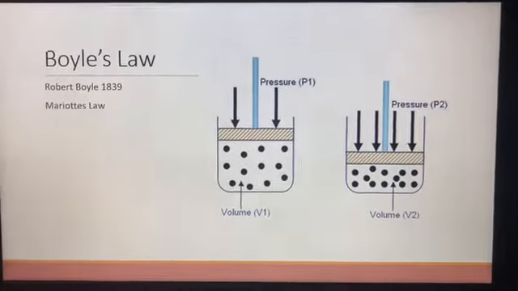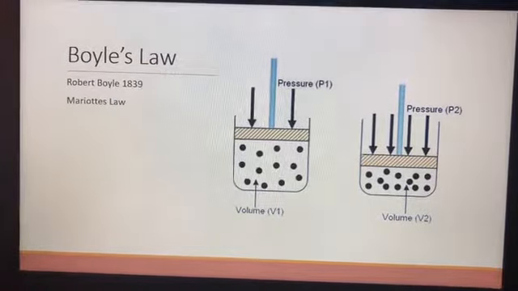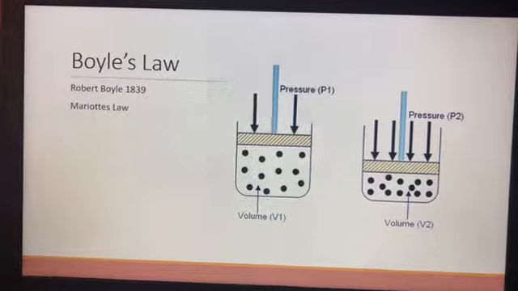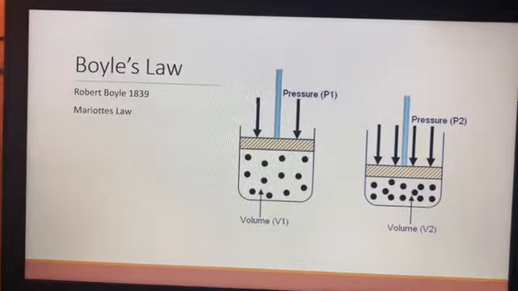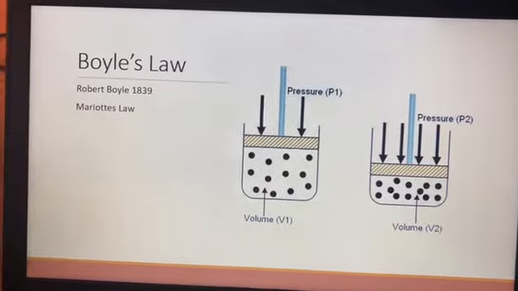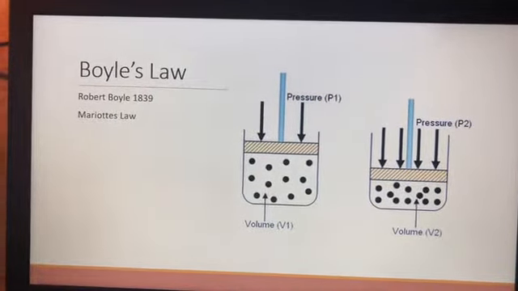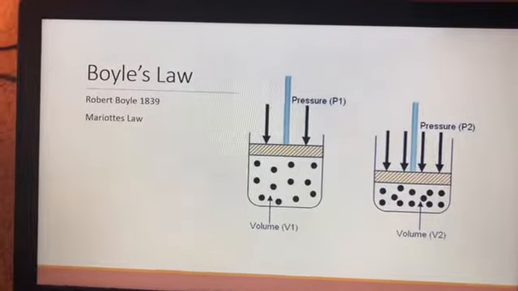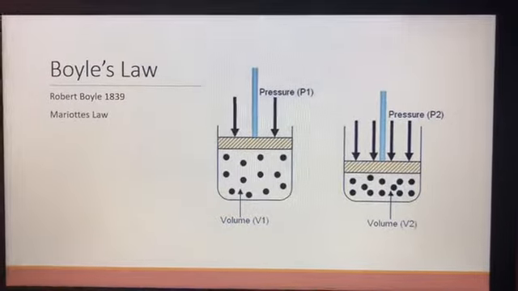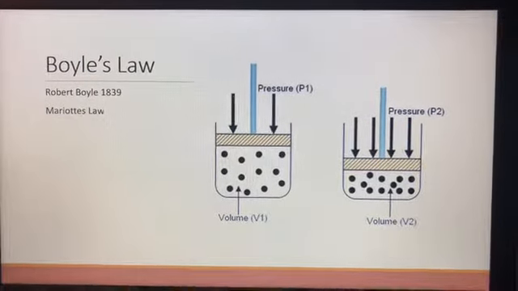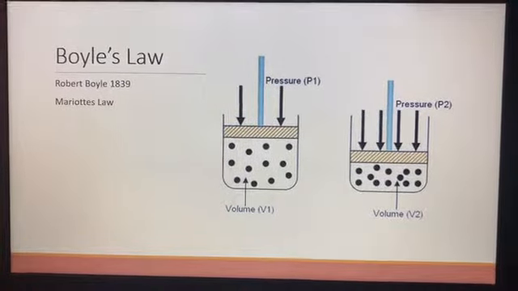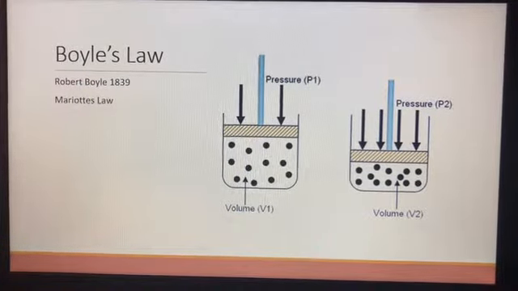So, Boyle's Law just states the principle that for relatively low pressures, the pressure of an ideal gas kept at a constant temperature varies inversely with the volume of the gas. Boyle's law originally is named after Robert Boyle, and that was back in 1839. It is also known as Mariotte's law.